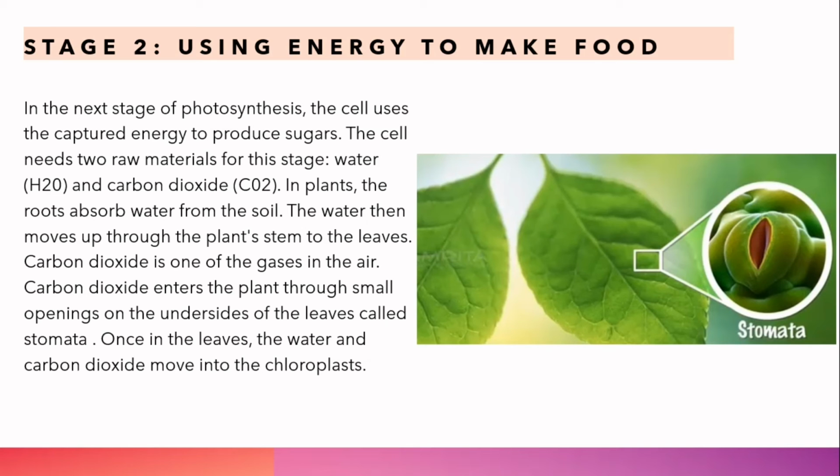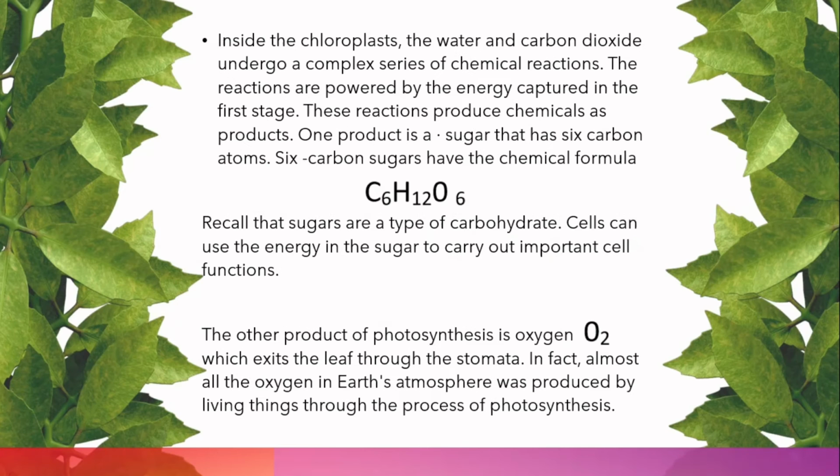Carbon dioxide is one of the gases in the air. Carbon dioxide enters the plant through small openings on the undersides of the leaves called stomata. Once in the leaves, the water and carbon dioxide move into the chloroplast. Inside the chloroplast, the water and carbon dioxide undergo a complex series of chemical reactions. The reactions are powered by the energy captured in the first stage.